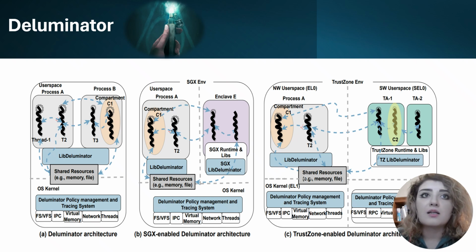And then there is the user space component, Lib Deluminator, an API to interact with the Deluminator systems stack and tracing system. But Lib Deluminator can be ported easily. It doesn't need that many architecture specific modifications. Most of the architecture and systems specific changes are inside the Deluminator systems stack.